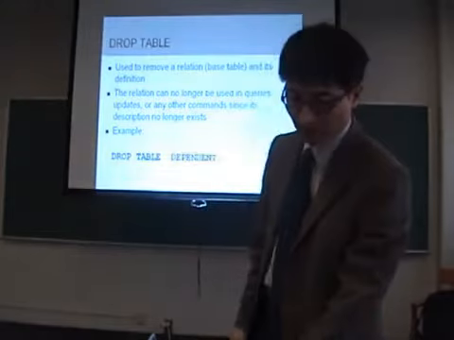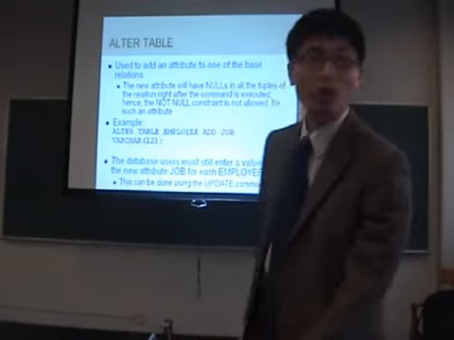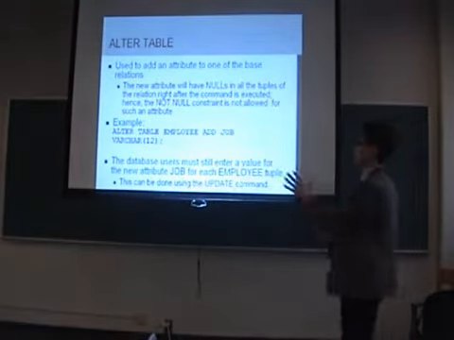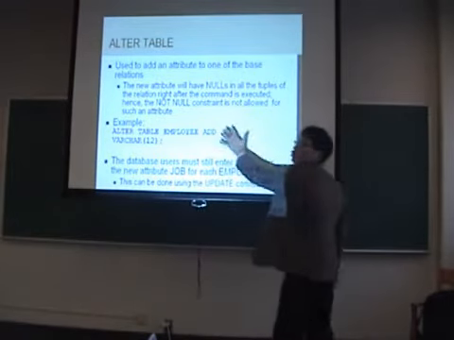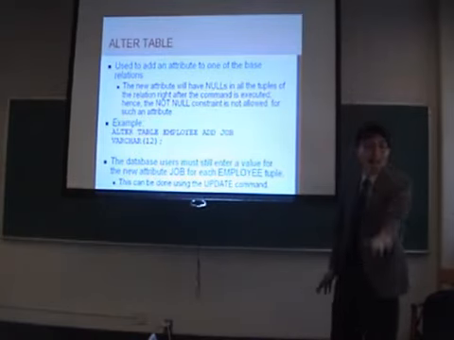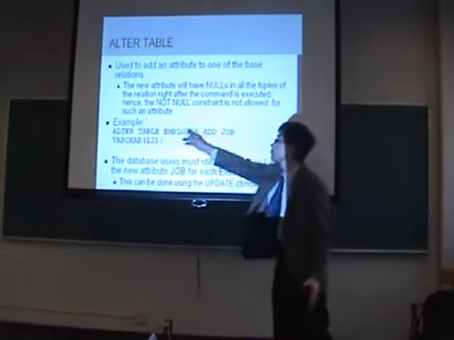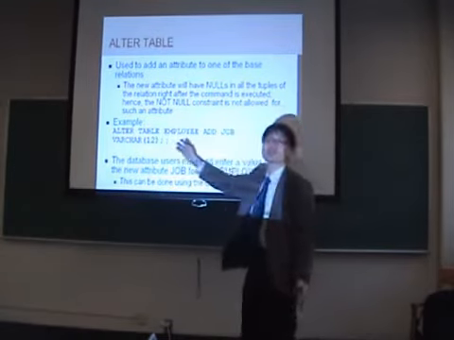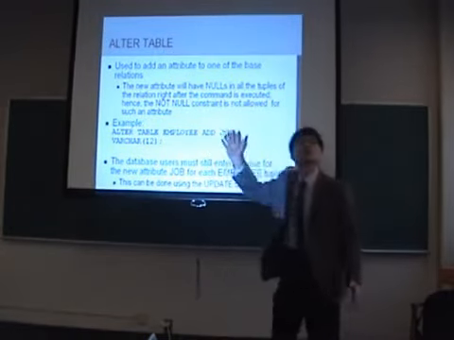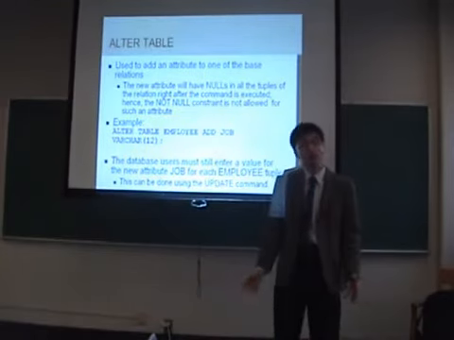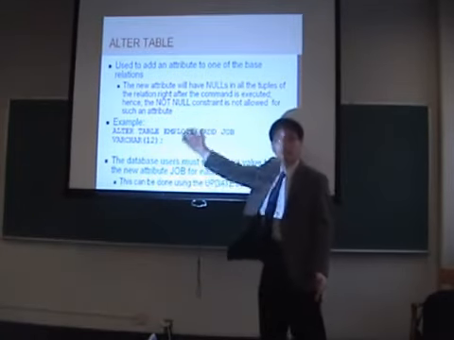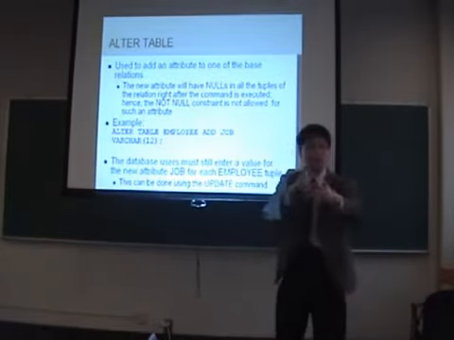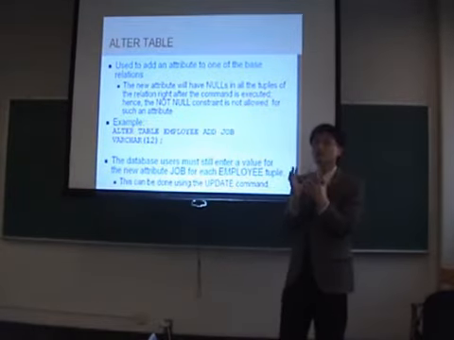So you can drop the table. Also, you can modify the table structure. For example, in this case, you can add a new column, a new attribute, using alter table employee add job, with a character type. If you have a constraint, you can add the constraint. Also, you can add a primary key. How many primary keys? Only one. And you can add a foreign key. You can add a unique key. That is to modify the table structure.